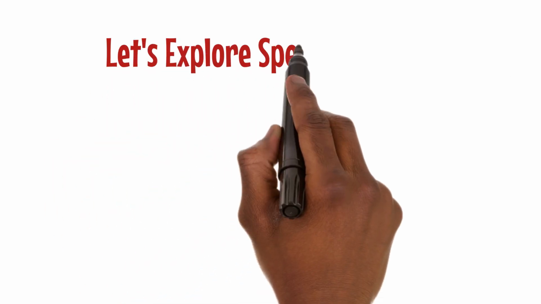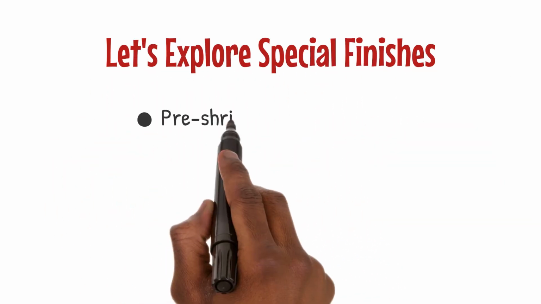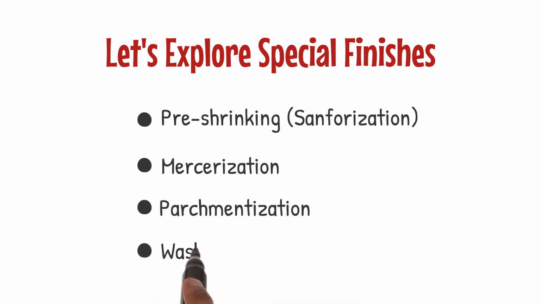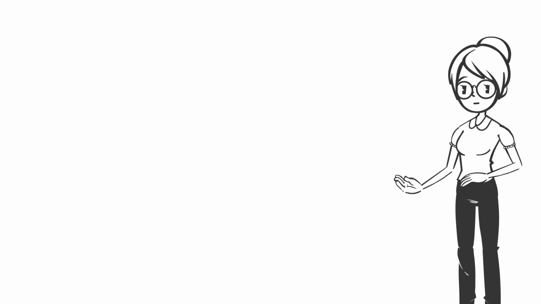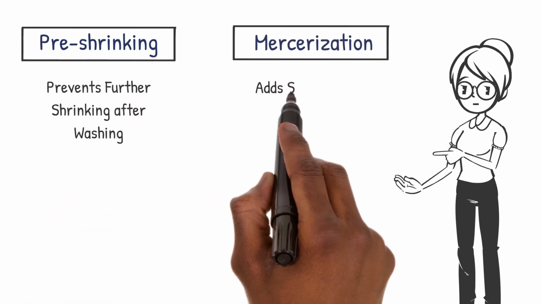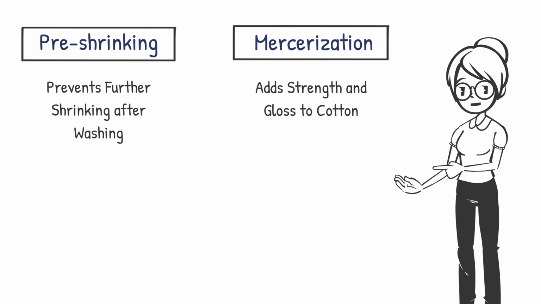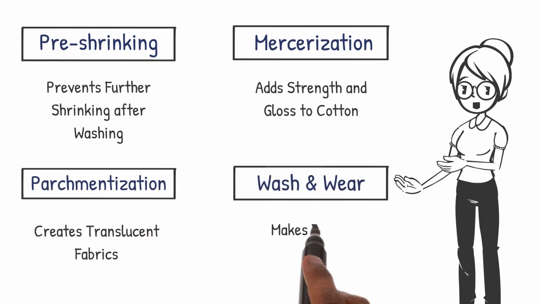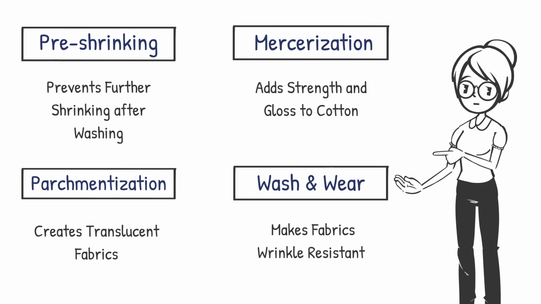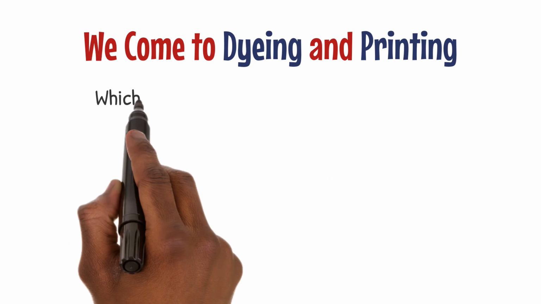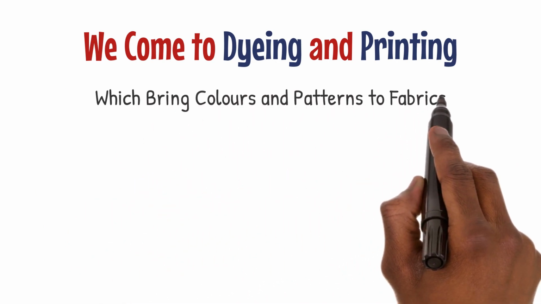Now, let's explore special finishes like pre-shrinking, sanforization, mercerization, parchmentization, and wash and wear. Pre-shrinking prevents further shrinking after washing, mercerization adds strength and gloss to cotton, parchmentization creates translucent fabrics, and wash and wear makes fabrics wrinkle-resistant. Finally, we come to dyeing and printing, which bring colors and patterns to fabrics.